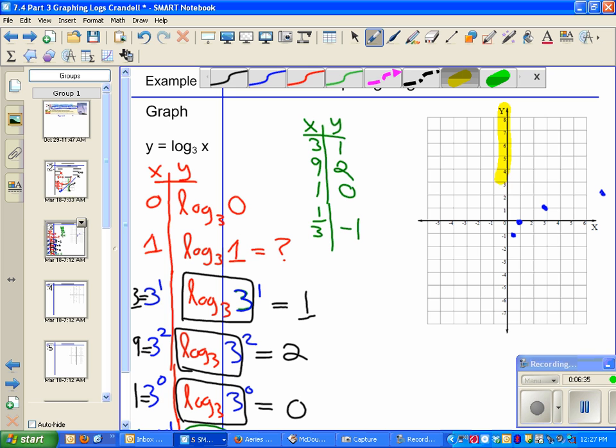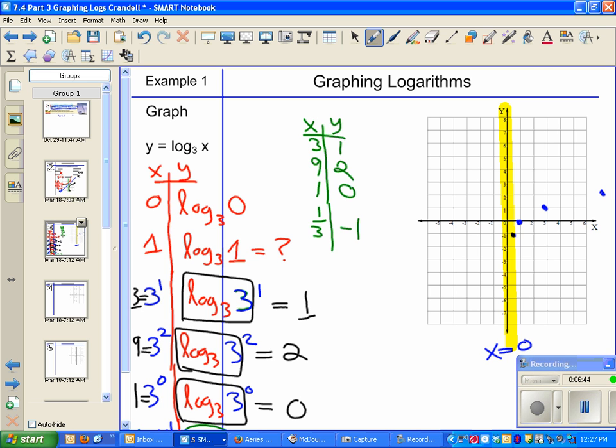So here's our asymptote at the y-axis. That's x equals 0. So our asymptote is at x equals 0. So our graph is going to get really, really close to it, but not touch it. So it's going to go like this. Okay, so that is our first one.